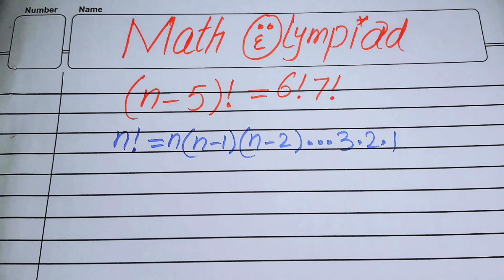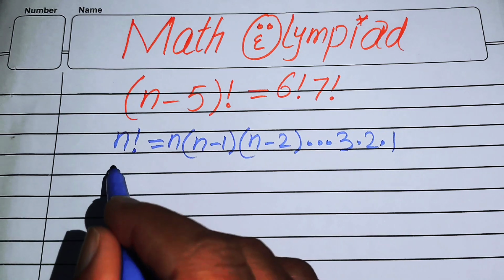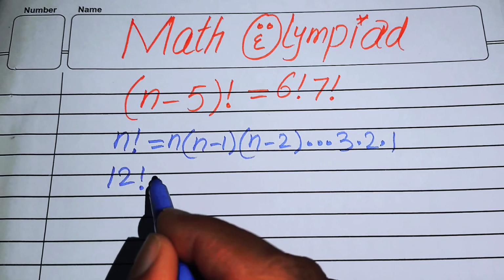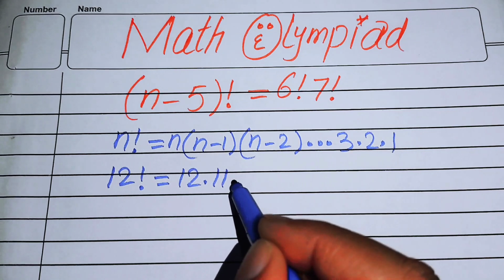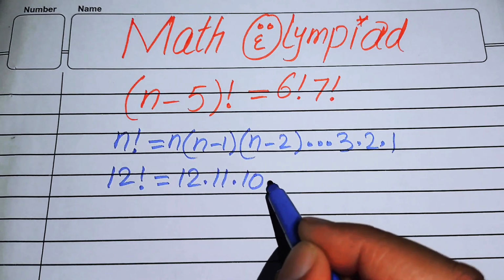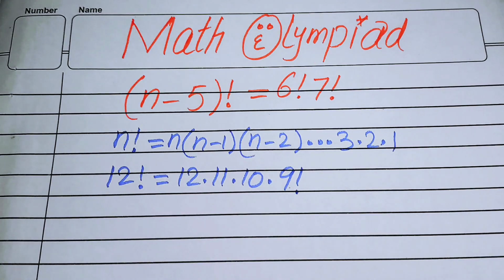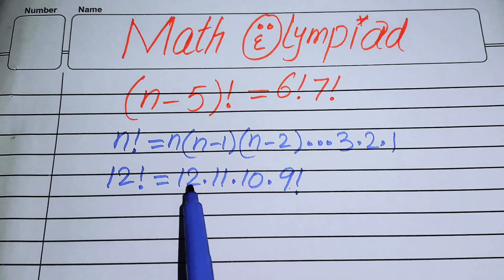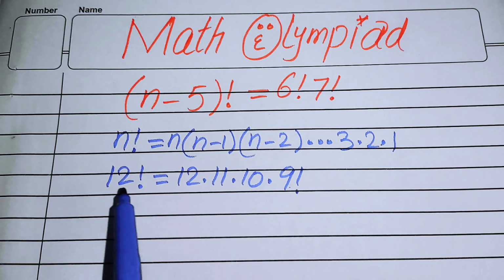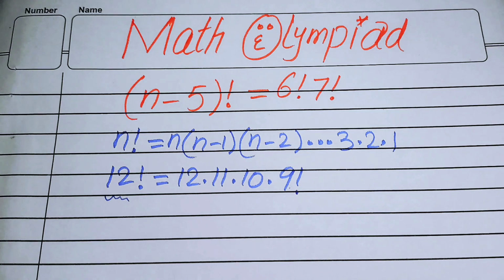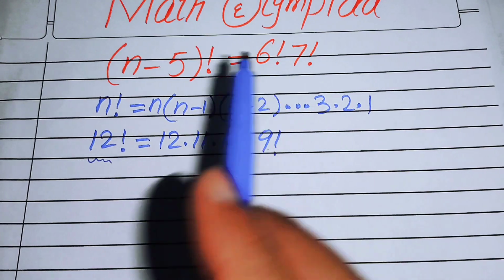It means that if you have 12 factorial, I can write 12 times 11 times 10 times 9 factorial. I can break this factorial at 9 factorial. And if you have 12 times 11 times 10 times 9 factorial, then we combine it and write 12 factorial. So now we will use this concept in order to solve this problem.